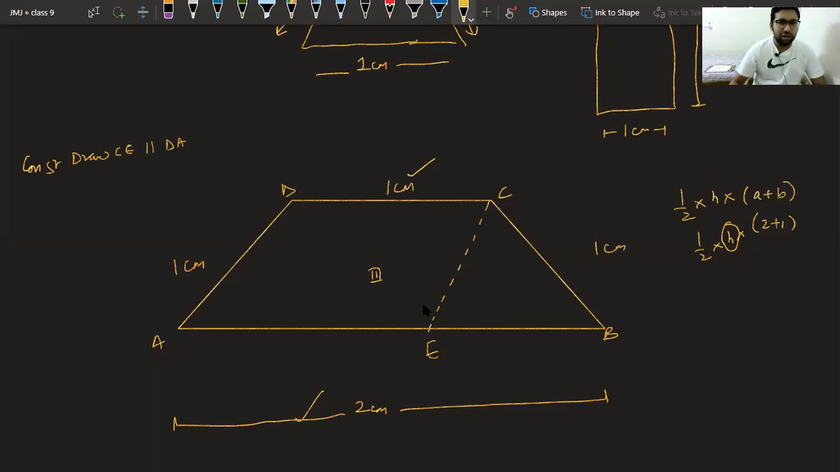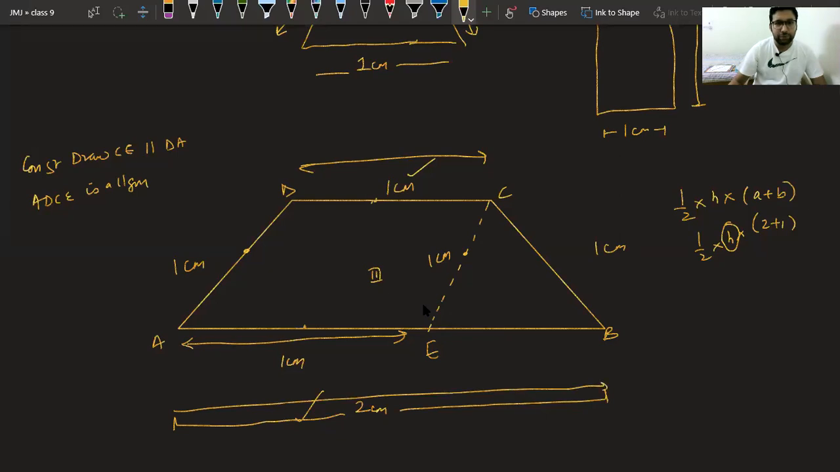And with this, it will become easy for us because we can prove this ADCE a parallelogram. ADCE is a parallelogram because AD is parallel to CE and DC is parallel to AE. Now, if CD is 1 centimeter, we can say AE is also 1 centimeter. If this AD is 1 centimeter, that means this is also 1 centimeter. Now, this complete AB was 2 centimeter. That means this portion is 1 centimeter.